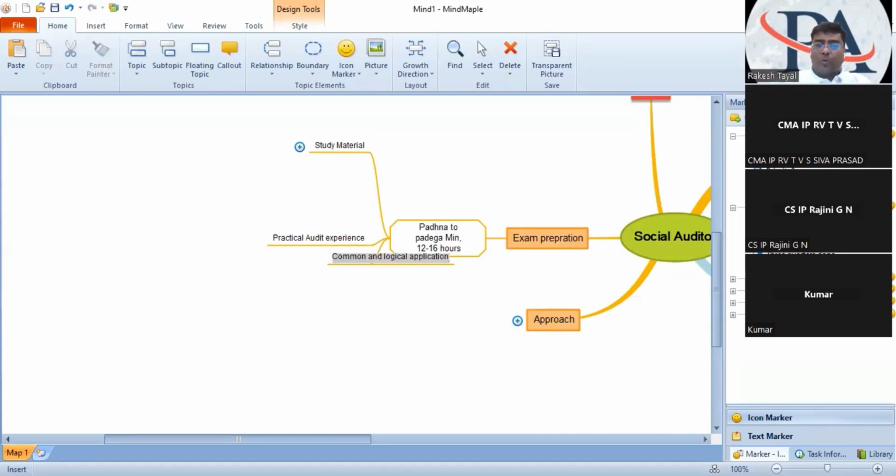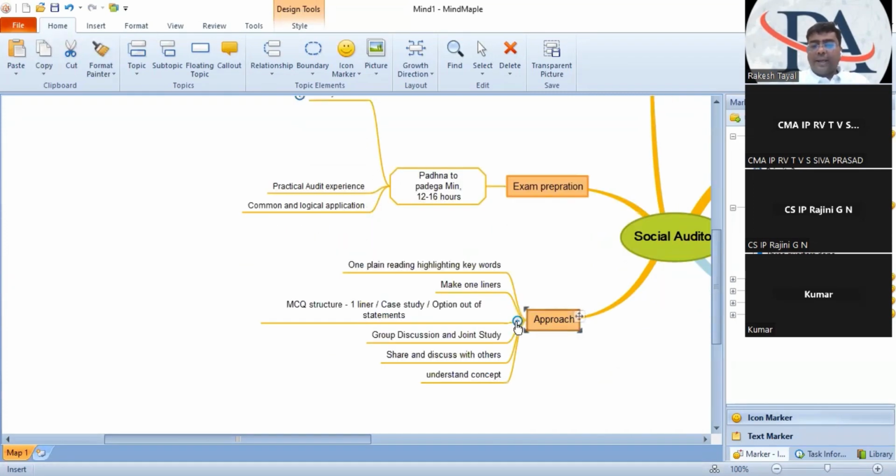Now, how to approach or how to prepare for the exam? One plain reading, highlighting with the keywords for all the study material, and make one-liners. Suppose you have 1 page or 3 pages, just summarize and make 28 to 30 one-liner pages where you can see the different MCQs that can be asked by the examiner.